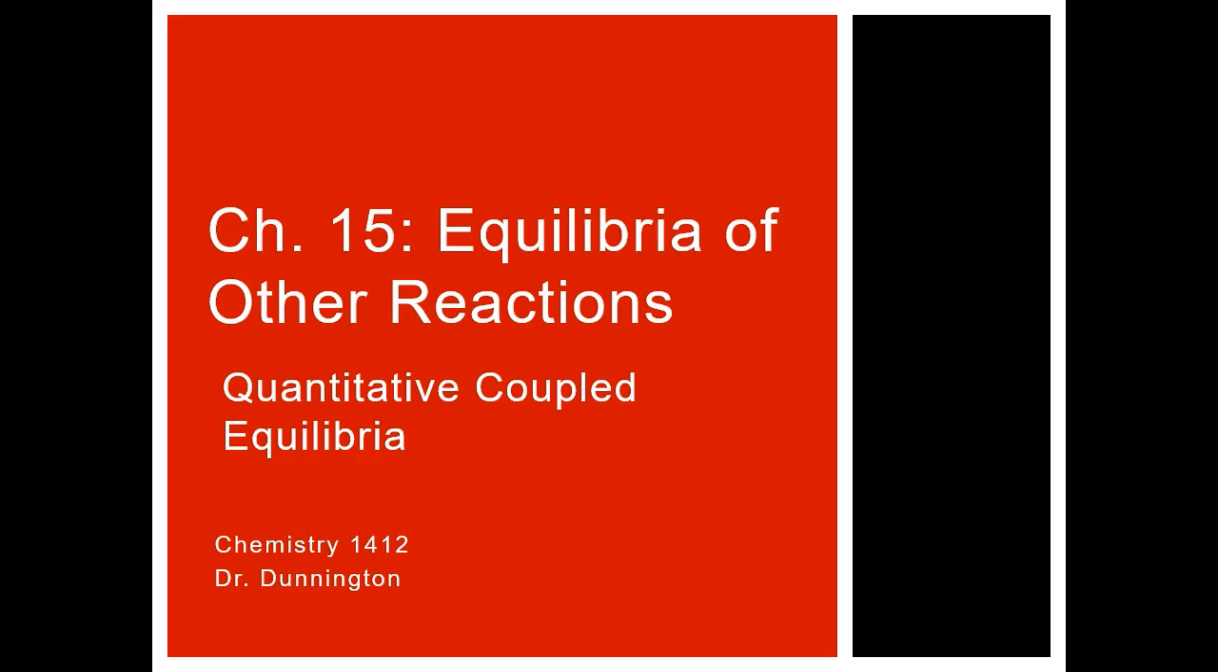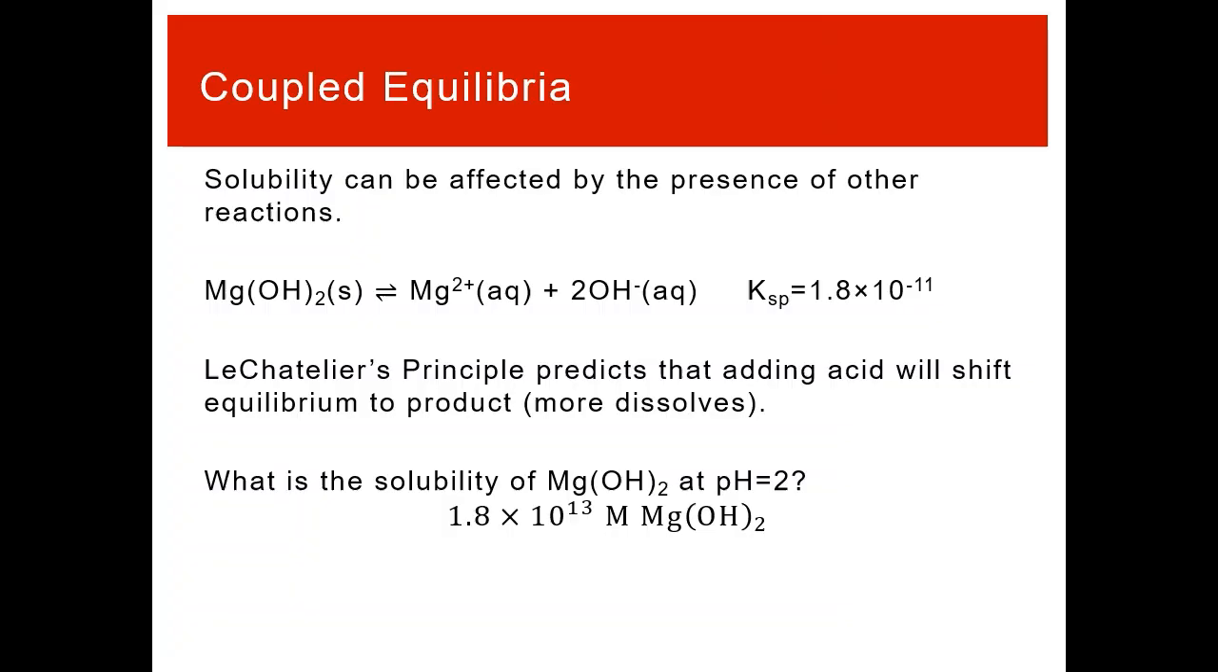We want to extend our analysis of this idea of linked equilibria, where they're not immediately cooked into the reactions. We need to look at different reactions together. We saw that solubility can be affected by other reactions, right? Magnesium hydroxide is a base. So if we add acid to a solution, we can get an increase of its solubility.